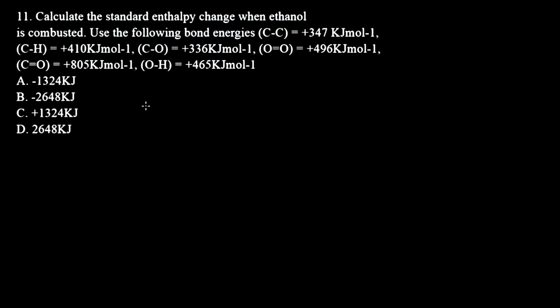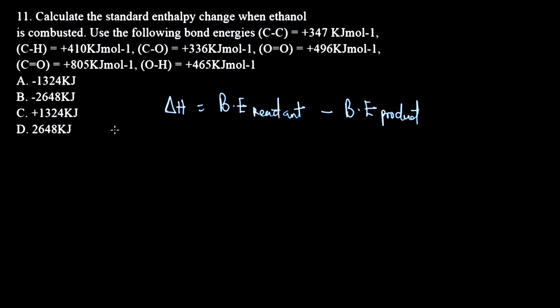Alright, so let's look at this question. Calculate the standard enthalpy change when ethanol is combusted, using the bond energy values that were given. So the standard enthalpy change is equal to the bond energy of the reactants minus the products. Always take note of the fact that it's reactant minus product when it's bond energy. So we have this to be the product.